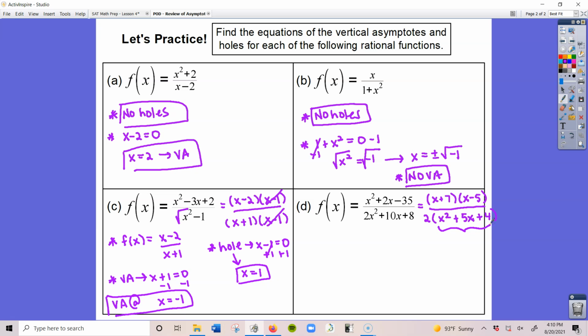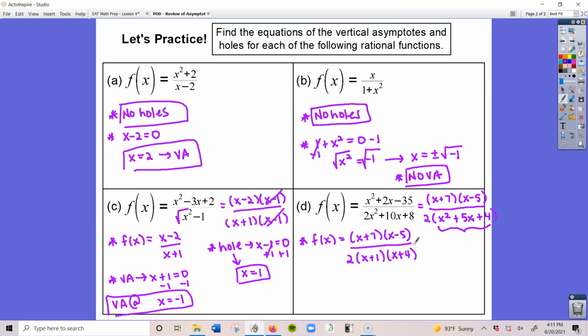Now we can continue to factor that. So let's write this out here. The numerator x plus 7, x minus 5, and in the denominator we have that 2, and now I'm going to factor the rest of this quadratic. The two numbers that multiply to give you 4 and add to give you 5 would be 1 and 4. So my factors would be x plus 1, x plus 4.